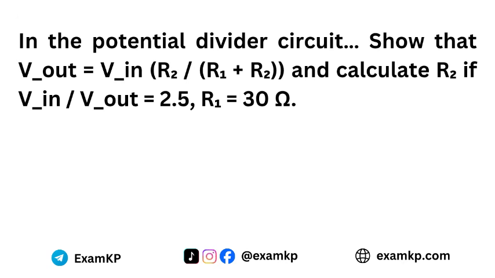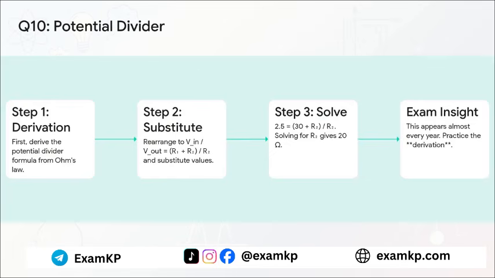So, like I said, 2 parts. First, you got to show where the potential divider formula comes from, starting with Ohm's law. Then, for the math part, they tell us the ratio of the input voltage to the output voltage is 2.5. You just pop that into the formula, plug in 30 for R1, and then it's just a bit of algebra to solve for R2. You rearrange it, and you will find that R2 is 20 ohms.